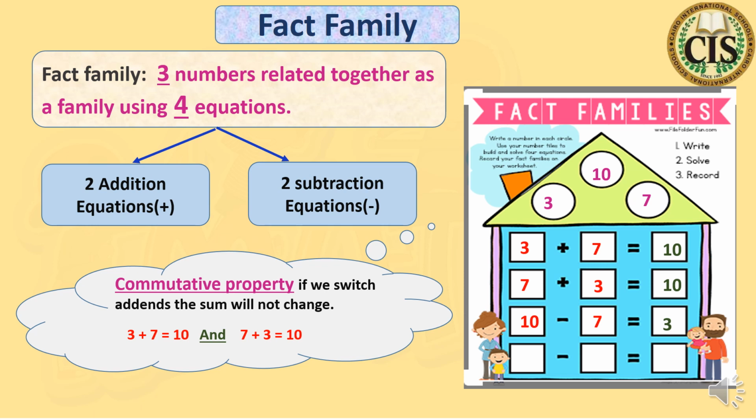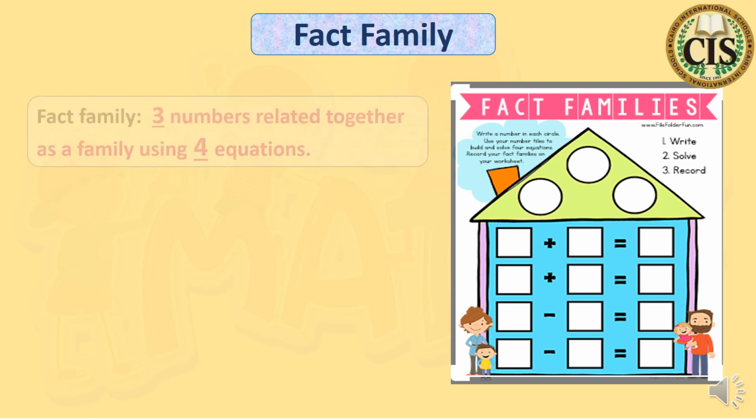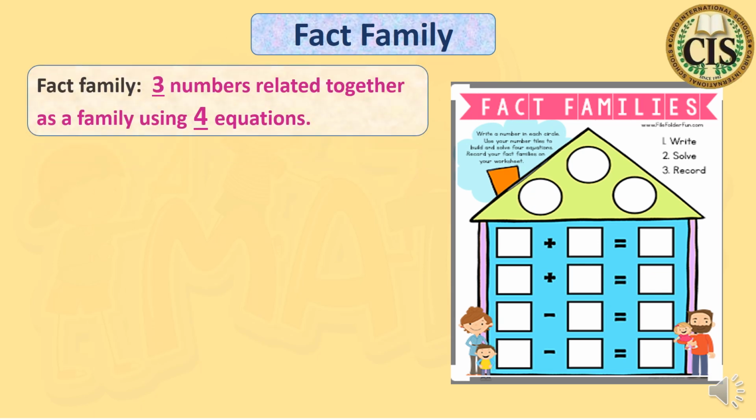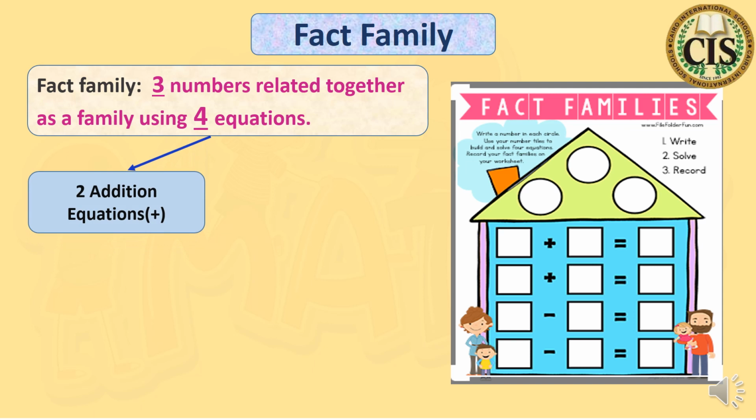The last subtraction equation will be what? It will be 10 also. But 10 minus what? 10 minus 3. 10 minus 3 will be equal to the third number in the family. So 10 minus 3 will be equal to 7. As we said, fact family has 4 equations, 2 addition equations and 2 subtraction equations.